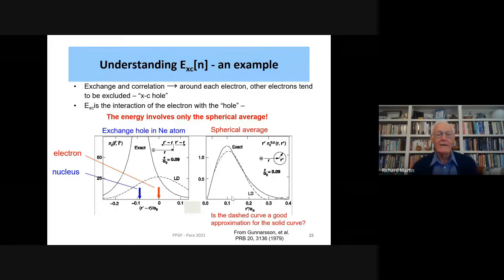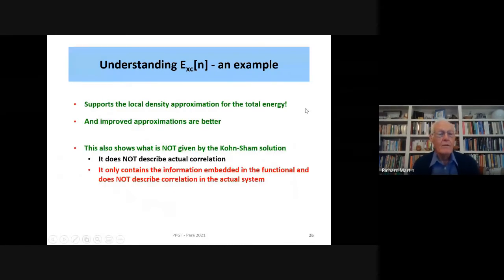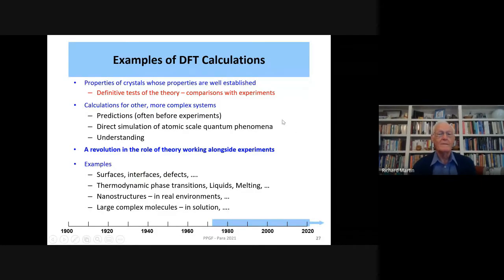And this is the bottom-line kind of reasoning for how what would appear to be a gross approximation actually can be rather good for something as inhomogeneous as a neon atom. And improved approximations are designed to work much better for systems that are anisotropic and very different from the homogeneous gas. But this is just another way of seeing what's not given. The Kohn-Sham approach does not give the actual correlation. It only contains information that's embedded in the functional and does not describe the actual wave functions of the real system or the actual correlation in the real system. But it can be really good for what it's designed for: the density and the energy of the actual system you want to deal with. So I want to give just a couple of examples.